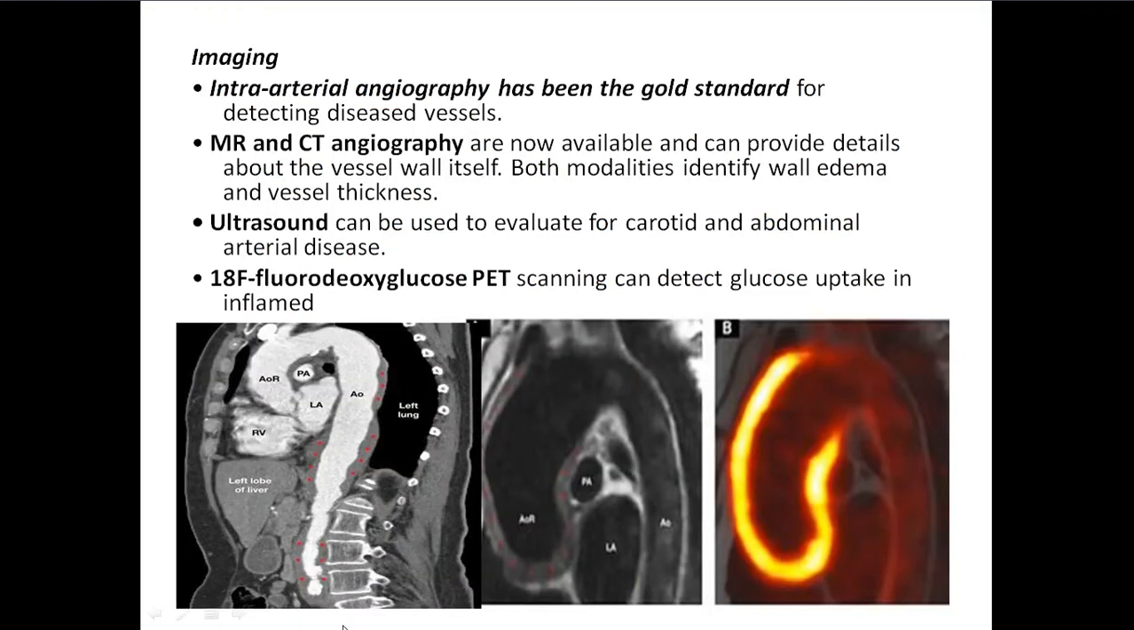And in imaging, here you can see intra-arterial angiography has been the gold standard for detecting diseased vessels. Intra-arterial angiography, and MR and CT angiography, are now available; they can provide details about the vessel wall itself. Ultrasound can be used to evaluate carotid and abdominal arterial disease, whereas PET scanning can detect glucose uptake in inflamed conditions.